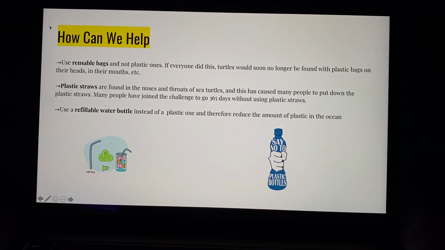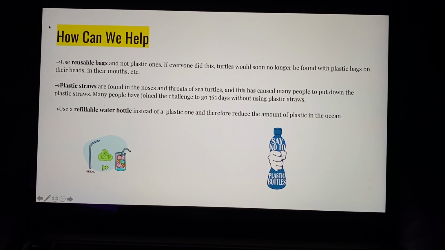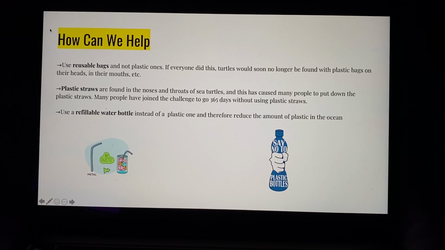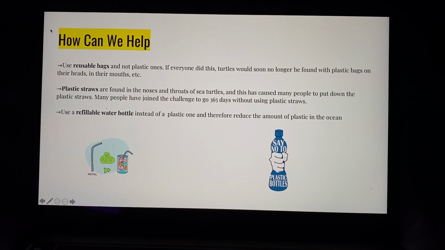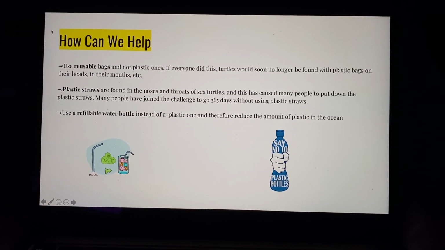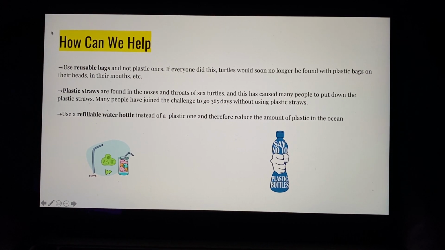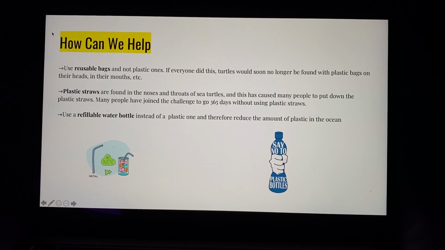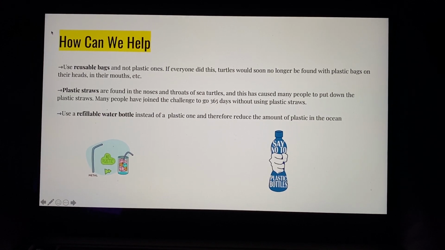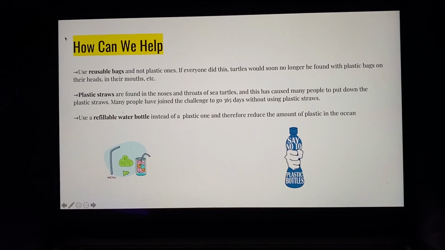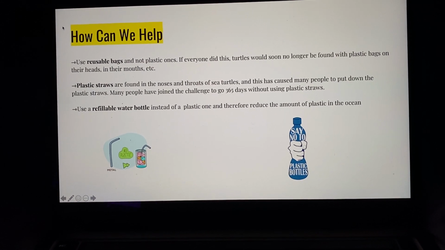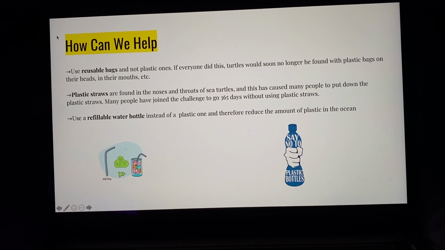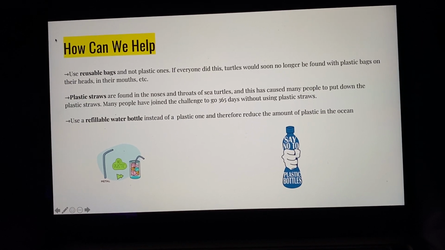So how can we help and reduce our plastic use? We can use reusable bags and not plastic ones. And if everyone did this, turtles would no longer be found with bags around their heads or in their mouths. The next thing is plastic straws, which can oftentimes be found in the noses and throats of sea turtles. And this has caused many people to put down their plastic straws and join the challenge of going 365 days without using them. And lastly is to use a refillable water bottle instead of a plastic one, therefore reducing the amount of plastic bottles that end up in the ocean.